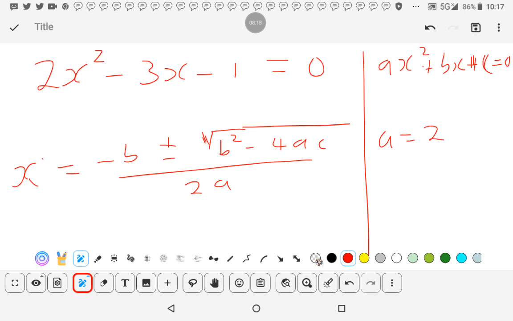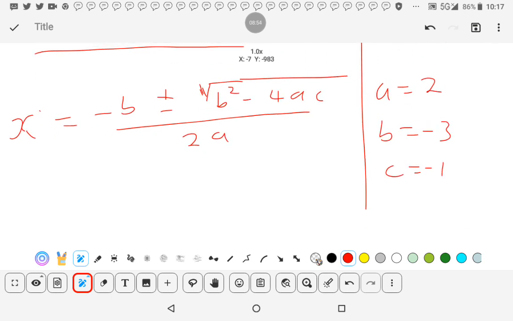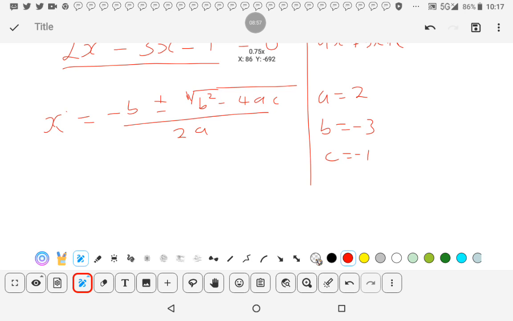Then your b is the coefficient of x. In this case it will be minus 3, because from this equation we have 2x squared minus 3x, meaning that your b is minus 3. Then your c is your constant, which is minus 1. That is from the equation. You have to take note of the sign, very important. So now we substitute it into this formula and get the value of x.